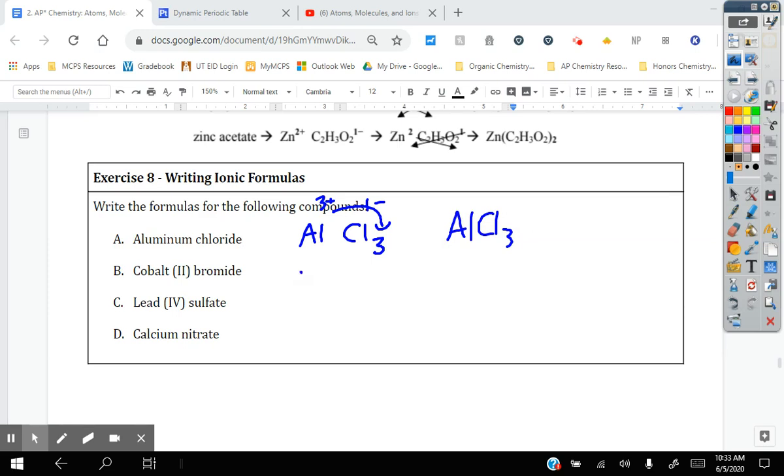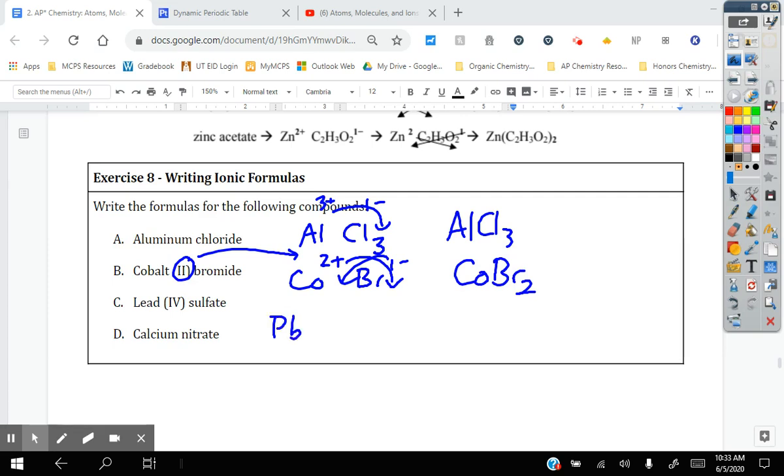If I've got cobalt bromide, I've got Co with a 2+ because that Roman numeral 2. Br is a 1- charge. They are not equal, so I need to crisscross them. Again, we don't usually write the 1s when we are writing our formulas, so CoBr2 is sufficient.